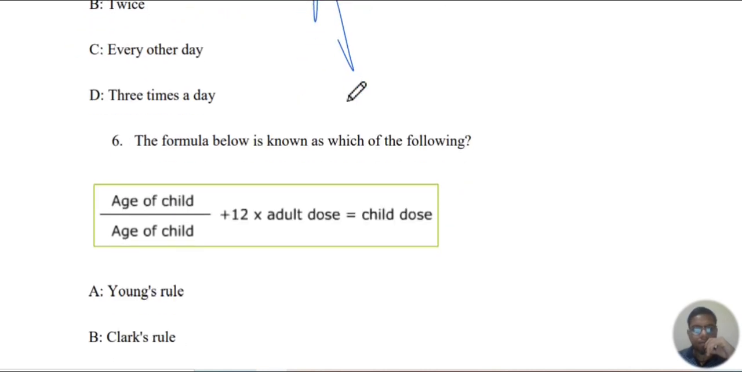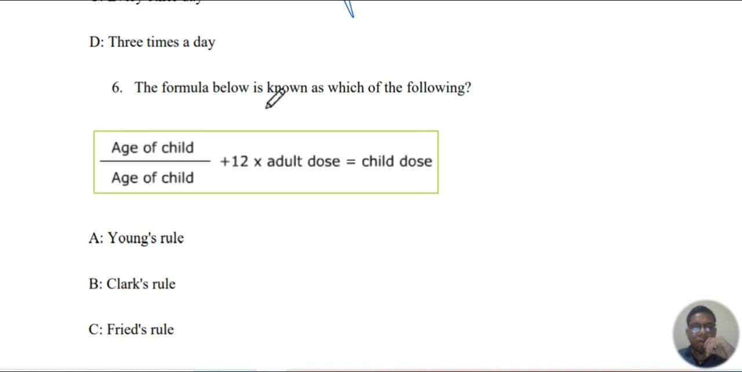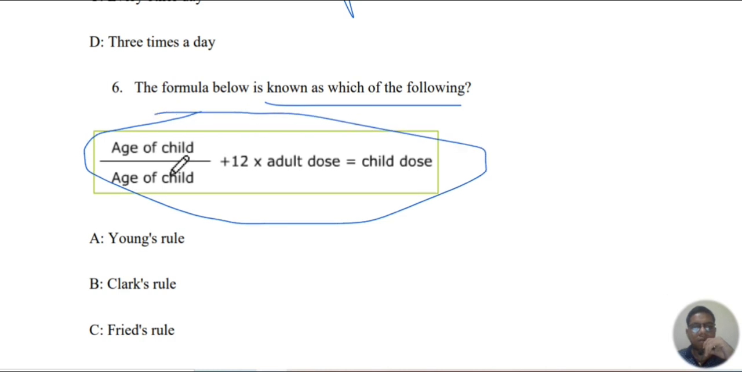Next is sixth question number. The formula below known as which of the following? The formula given is age of child by age of child plus 12 into adult dose equal to child dose. This comes under which rule? The answer is A, Young's rule.